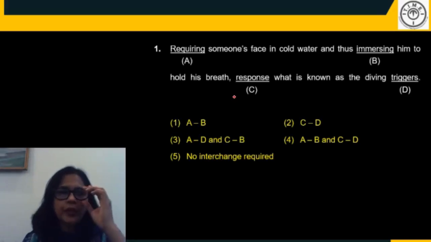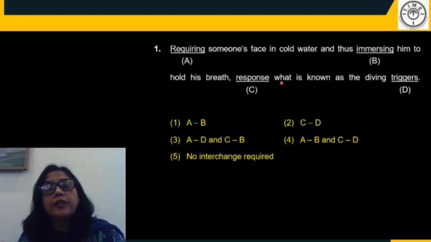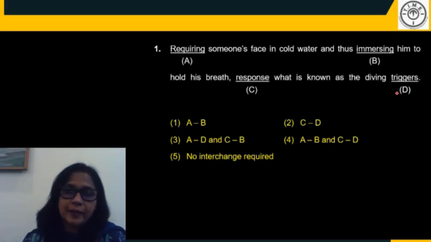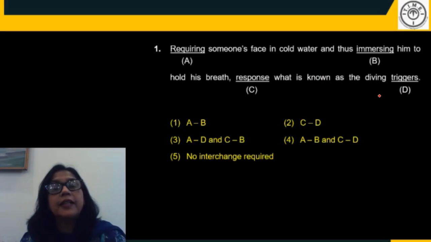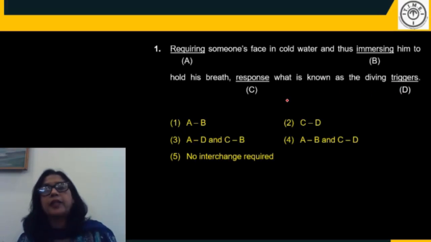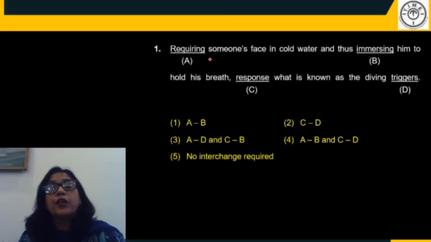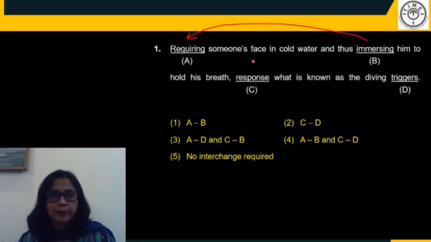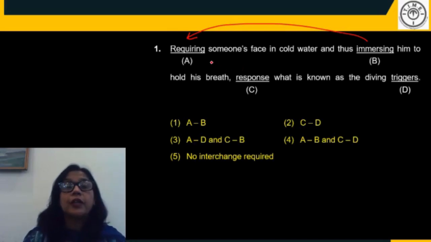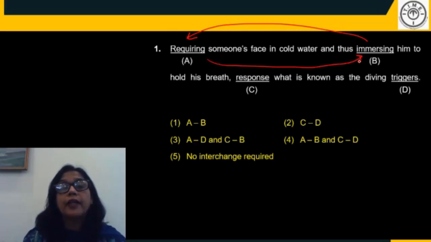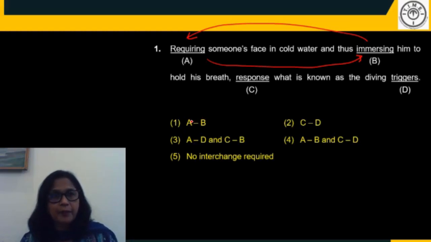So the first sentence over here: requiring someone's face in cold water and thus immersing him to hold his breath, responds what is known as the diving triggers. Now here very clearly we can see that every word over here is misplaced, right? So requiring someone's face, you don't require someone's face in cold water. Yes, you can immerse the person's face in cold water. So let us see, immersing someone's face in cold water and thus requiring him to hold his breath. That makes sense.